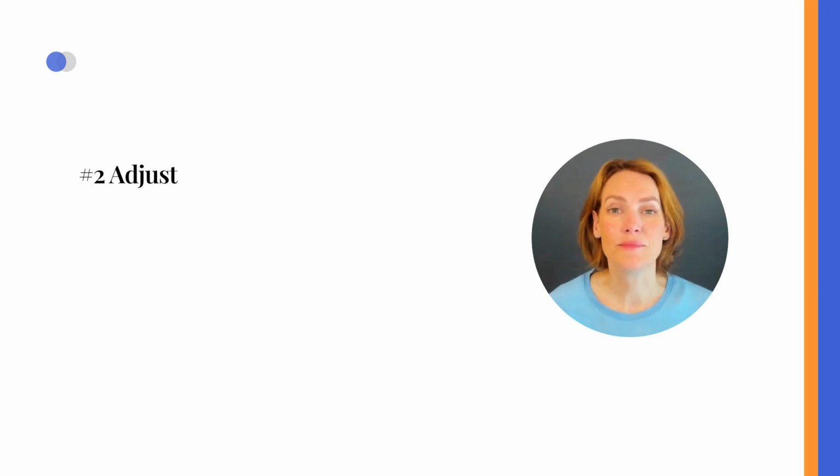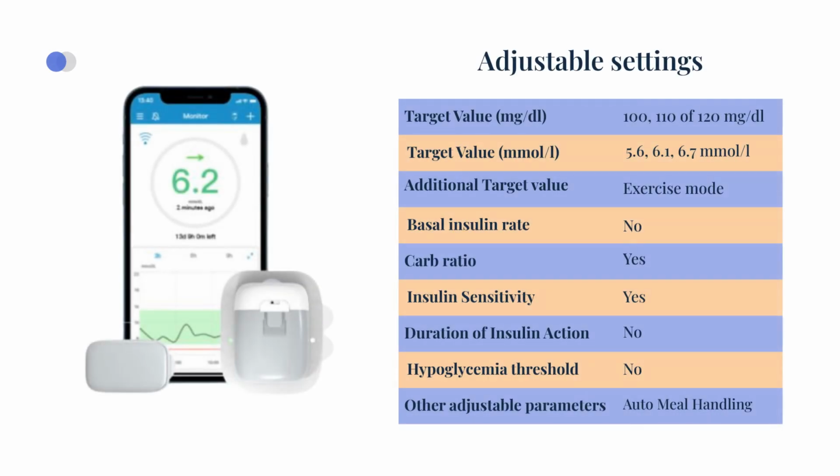2. Adjust. The TouchCare Nano System allows for a range of personalized settings, giving users and care teams flexibility to fine-tune therapy. The target sensor glucose can be set to 100, 110, or 120 milligrams per deciliter, or 5.6, 6.1, or 6.7 millimoles per liter, depending on individual goals.